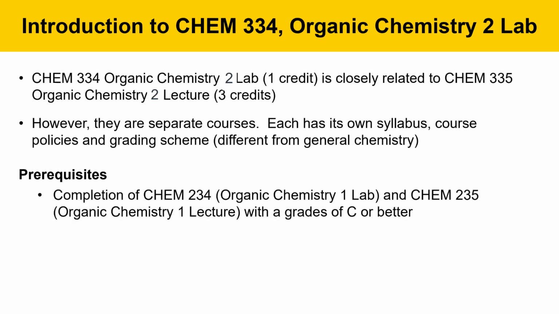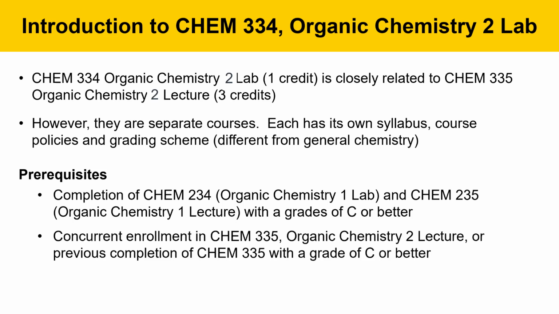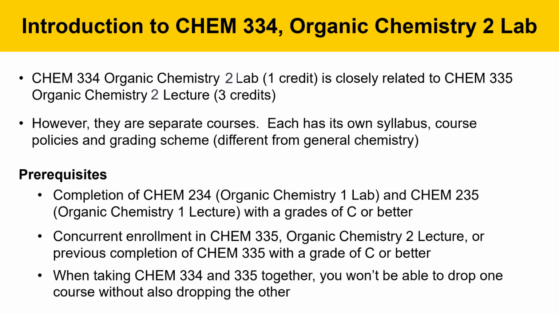Prerequisites for the course include completion of Chem 234, that's Organic Chemistry 1 Lab, and Chem 235, that's Organic Chemistry 1 Lecture, with grades of C or better. Also, concurrent enrollment in Chem 335, Organic Chemistry 2 Lecture, or previous completion of Chem 335 with a grade of C or better. When you're taking 334 and 335 together, you won't be able to drop one course component without dropping the other, so just keep that in mind as you move through the semester.